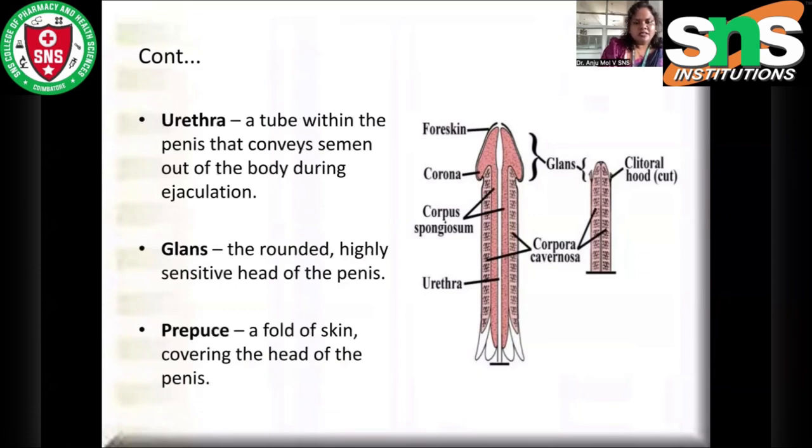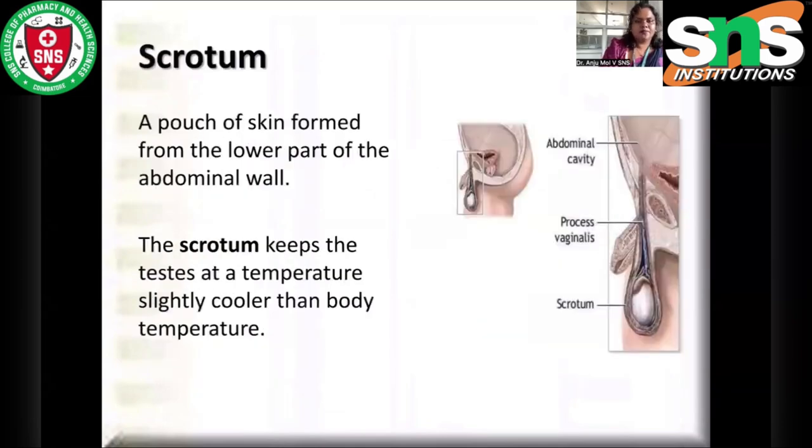And now let's see the urethra, that is a tube within the penis that conveys semen out of the body during ejaculation. And glans, the highly sensitive head of the penis. Then prepuce, a fold of skin covering the head of the penis.